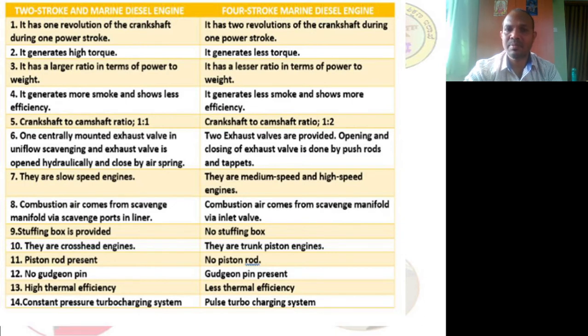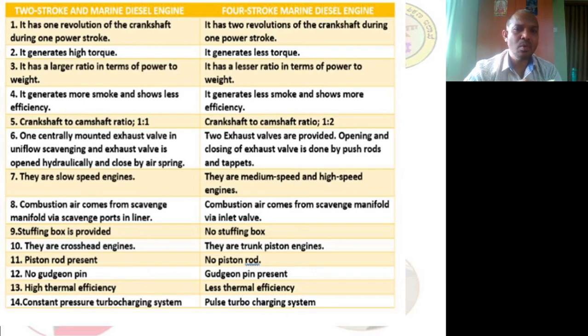It will do it in a power stroke. Whereas here it makes 2 revolutions of the crankshaft during one power stroke. Is it clear? It generates high torque. 2-stroke engines generate high torque when compared to the 4-stroke engines, whereas 4-stroke engines generate less torque. It has a larger ratio in terms of power to weight ratio. The 4-stroke has a lesser ratio in terms of power to weight ratio.